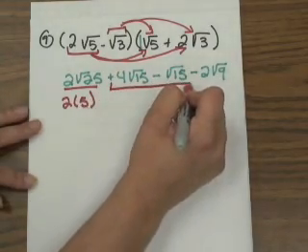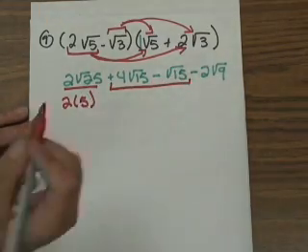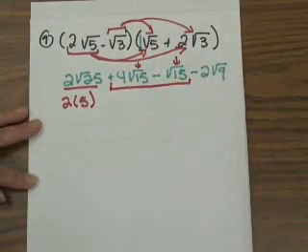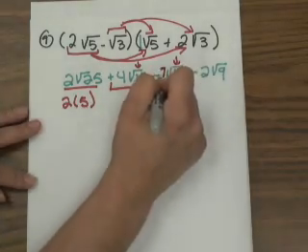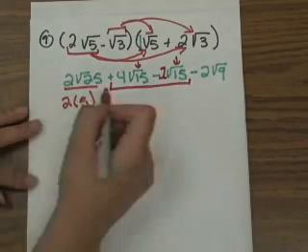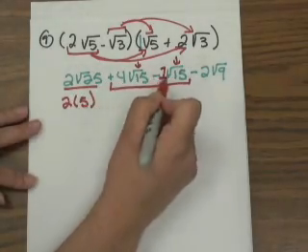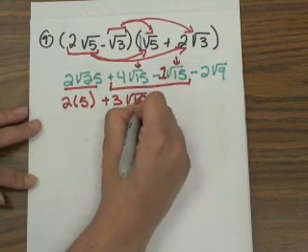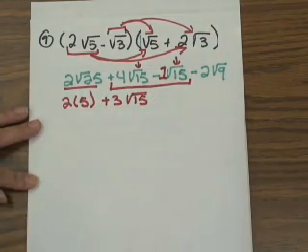Positive 4 square root of 15 minus square root of 15. These are like radicals because they both have 15. And since there's no number in the front, we can assume that that's a 1. So a positive 4 minus 1 is going to give me a positive 3. And again, the reason that we combine them is because they both have a square root of 15.